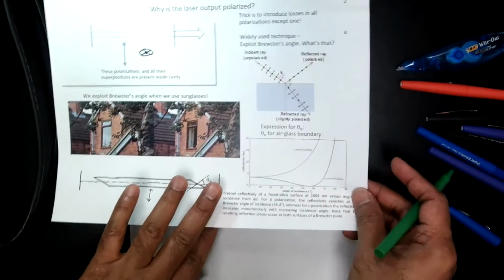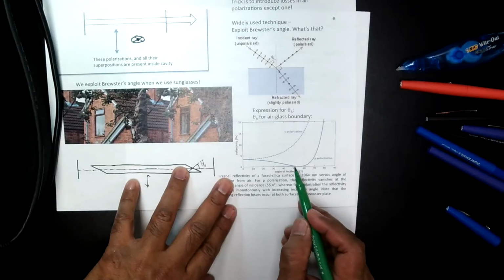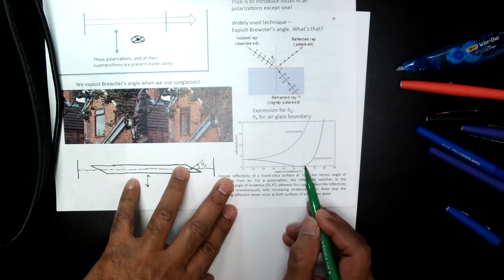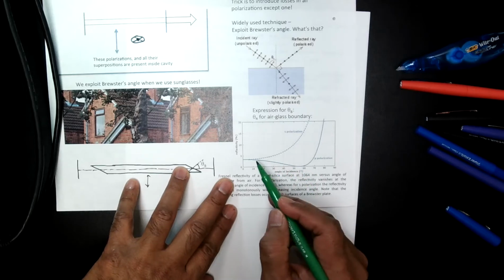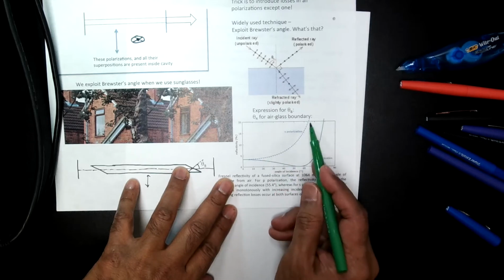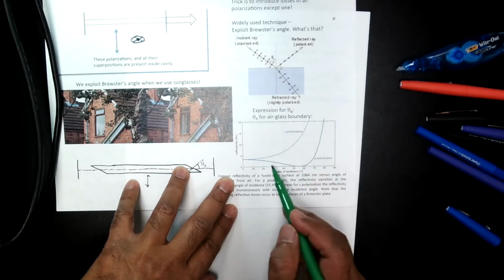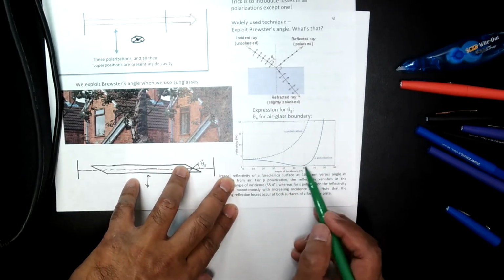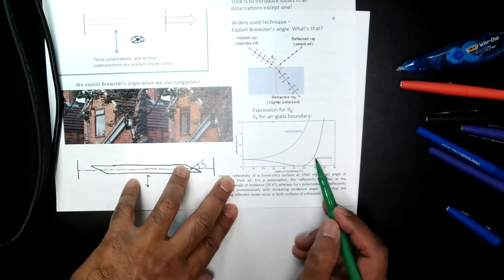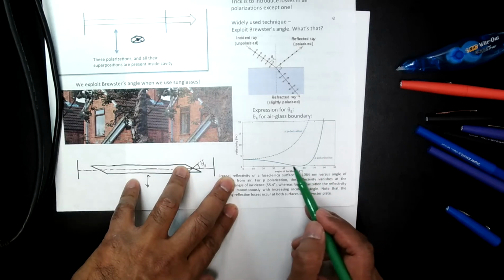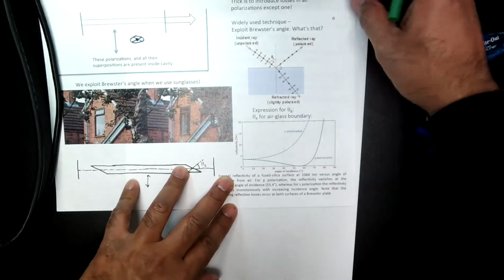Because if you look at this graph, then the P polarized light, even as you move away from Brewster's condition, you still have low loss. The S polarized is always high loss. So you don't want to be in the S polarized mode. You want as much of your light as possible to be P polarized, because even if you move away from Brewster's angle a little bit, the losses are not that great.